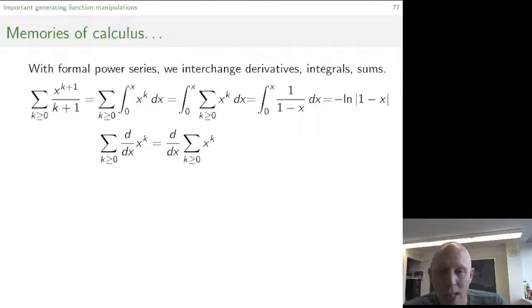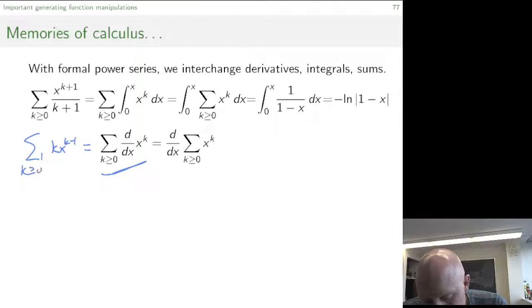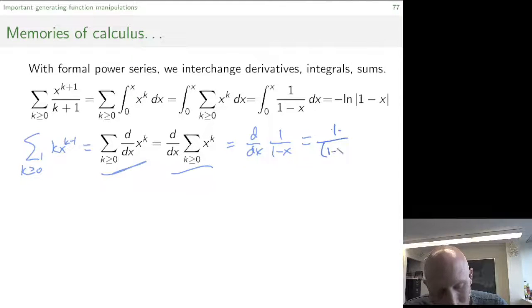All right, and we can do the same thing. We can interchange derivatives and sums as well. So the derivative of x to the k is kx to the k minus 1. And so what this is going to allow us to do is get a formula for the sum of k greater than or equal to 0 of kx to the k minus 1. So that's going to be the derivative of 1 over 1 minus x. This is 1 minus x to the negative 1 power. So when we take the derivative, we get 1 over 1 minus x squared, with the negative 1's canceling out.